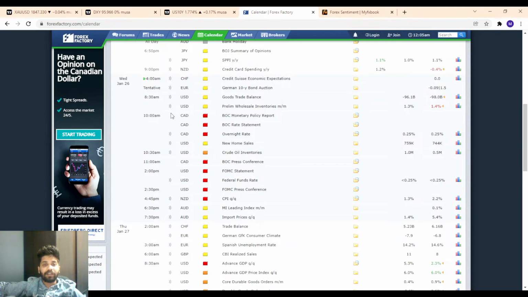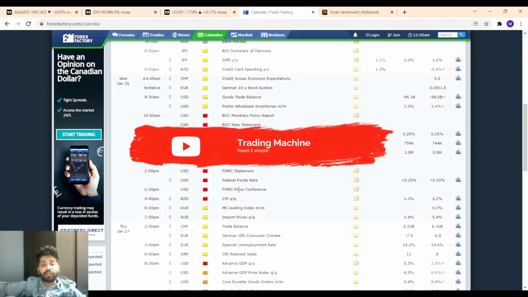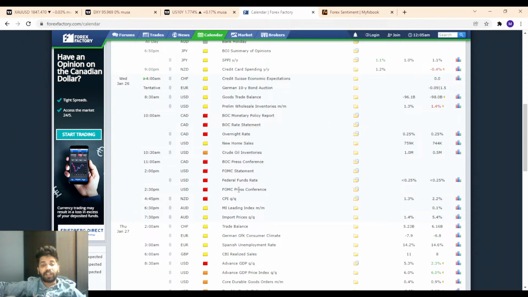This is the forex calendar and today is Wednesday, Jan 26. As we can see, a platter of things will be occurring today. The first ones important for gold are the Bank of Canada monetary policy report, rate statement, overnight rate, and press conference. For USD we have new home sales, crude oil inventories, FOMC statement, federal funds rate, and FOMC press conference. Out of all, the FOMC press conference will play a pivotal role in deciding whether the price will continue its uptrend or start falling down.